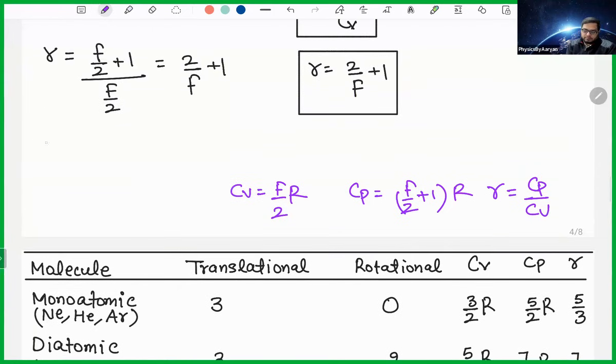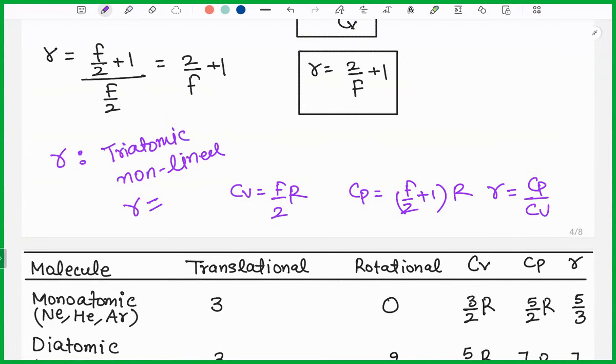Now you tell me what will be the gamma for a triatomic non-linear gas. Only consider rotational and translational motion, no vibration. So for triatomic non-linear, tell me the value of gamma. 4 by 3. Yes, everyone in the chat box, tell me your answer.